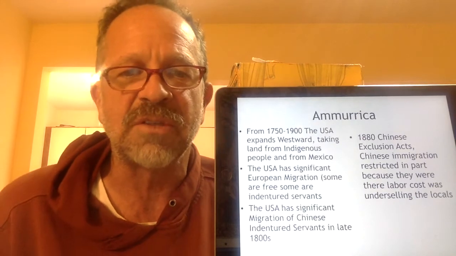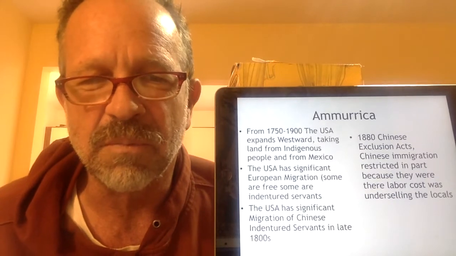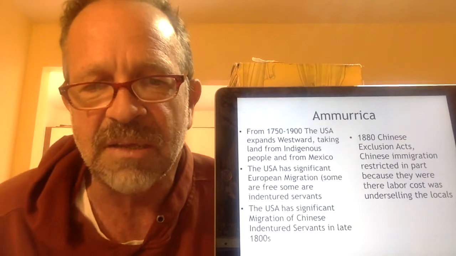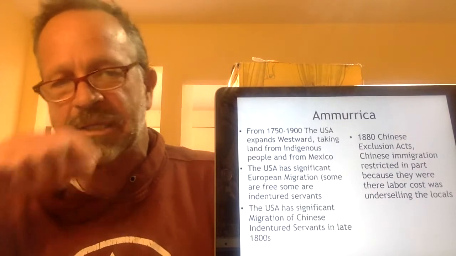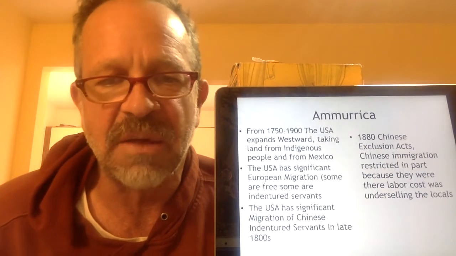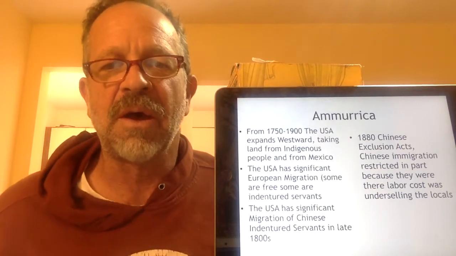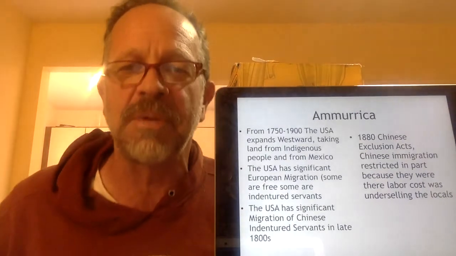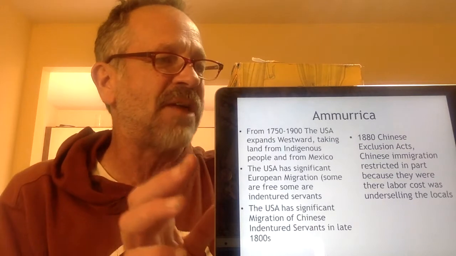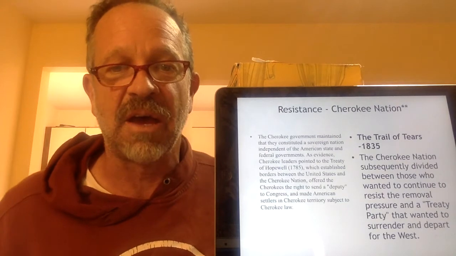There's also indentured servants. There's a lot of migration of Europeans to the United States. In the 1700s, still indentured servants coming. Also just free labor migration, people wanting a new life in the United States. And then we also have these indentured servants, mainly Chinese migrants in the late 1800s that helped build the railroads. And then we have laws. We're like, no, too many Chinese people. They're undercutting our wages. And so then we ban that. God bless America. Trump would have loved those guys.